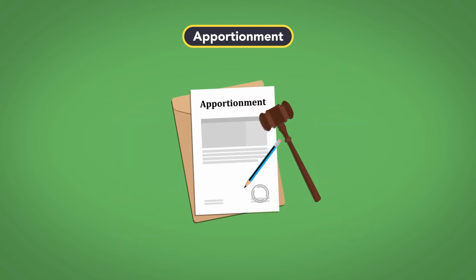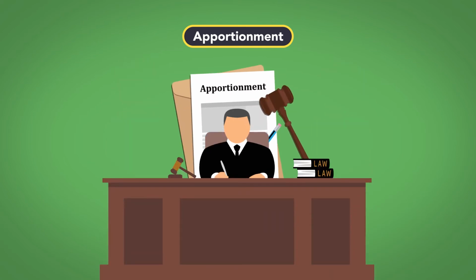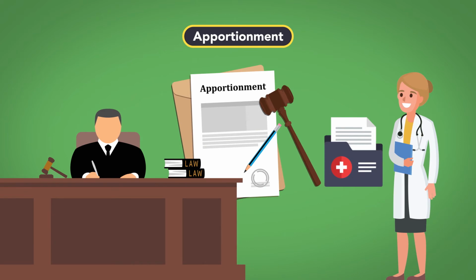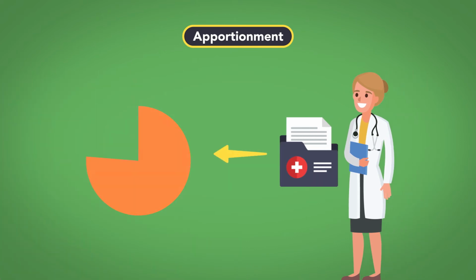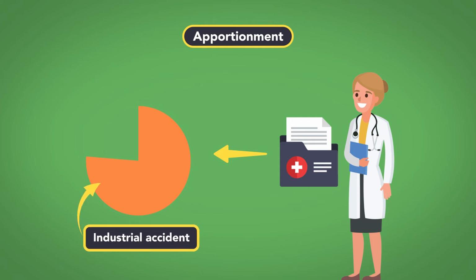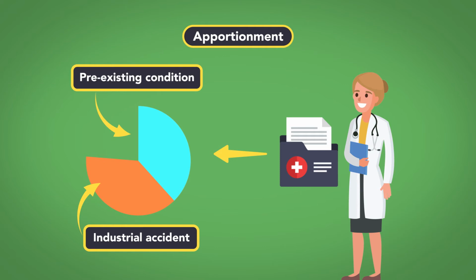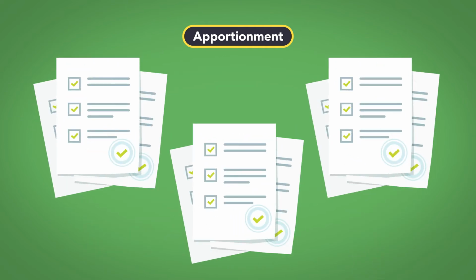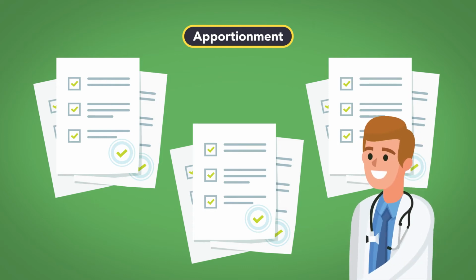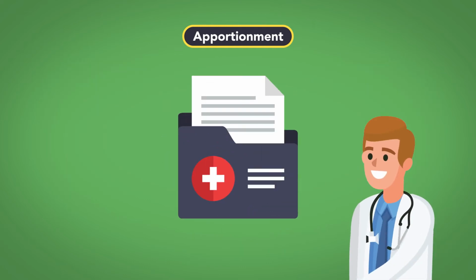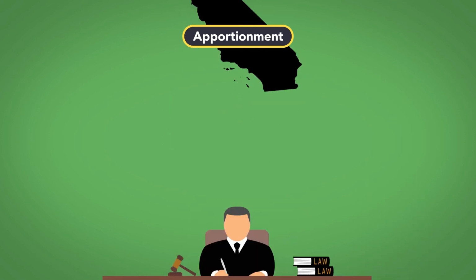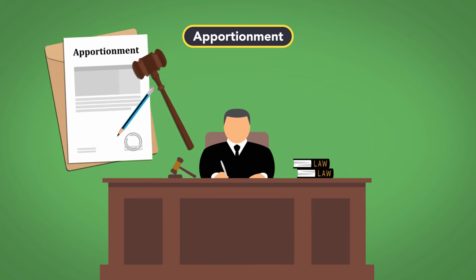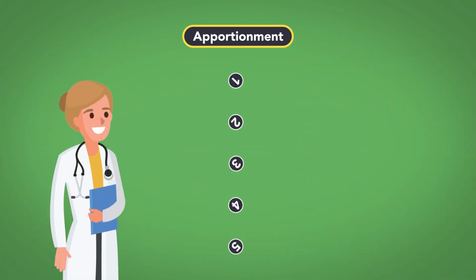In an apportionment system, the judge bases his award upon the physician's report, which must state what percentage of the worker's disability is due to the industrial accident and what percentage is due to the pre-existing condition. States may have different requirements as to what specific information the physician's opinion must be based upon and what information must be included in the medical report. For example, in California, if a judge is to apply apportionment, the physician's report must meet 5 criteria.